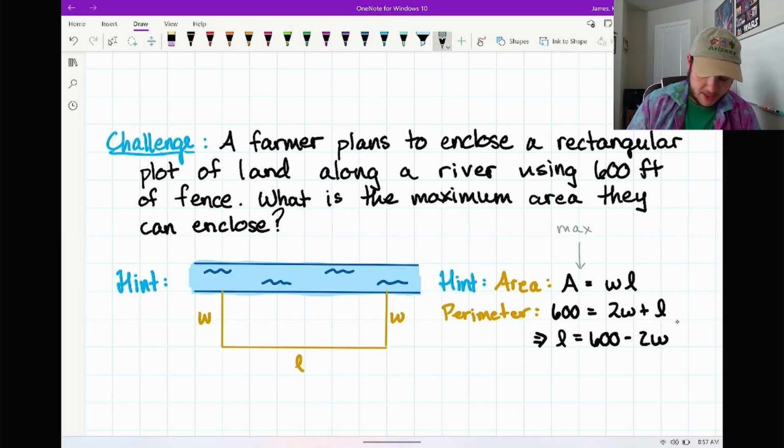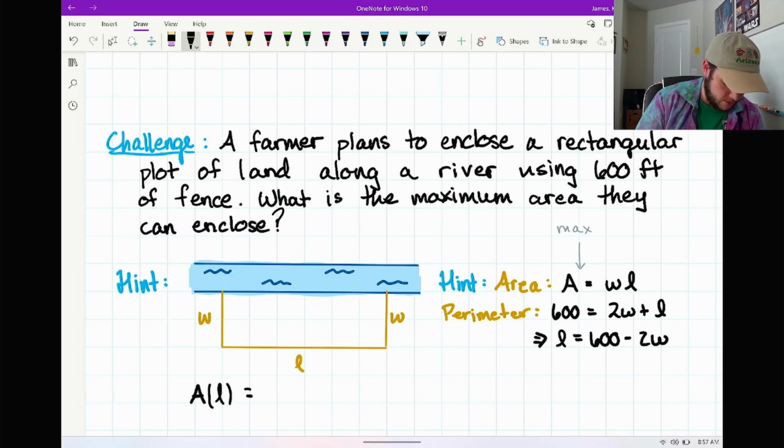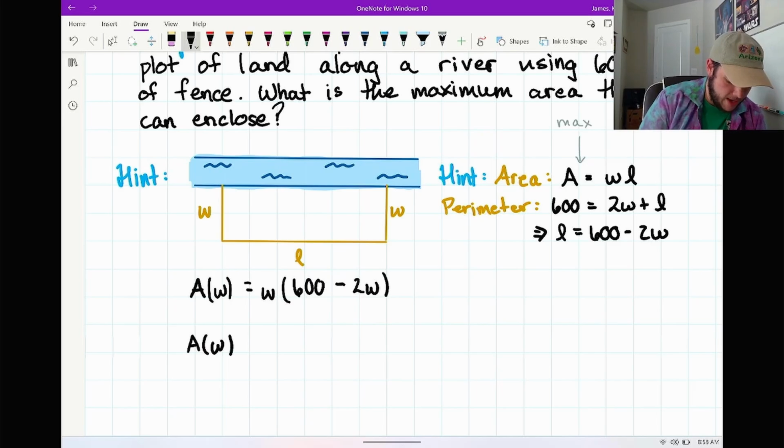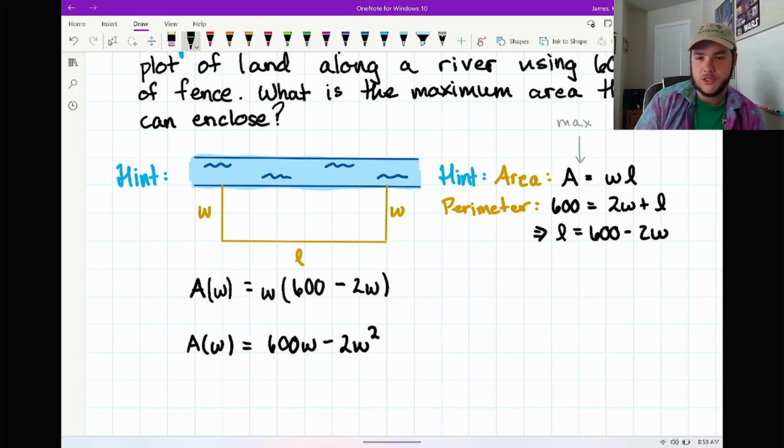I can then solve this equation for one of my variables. All I've done here is subtracted the 2W to the other side, and I find that L is equal to 600 minus 2W. Using this expression for L, I can rewrite the area in terms of W only. So this is W times L, which we just found out is 600 minus 2W. Distributing that W, I find that A of W is 600W minus 2W squared.